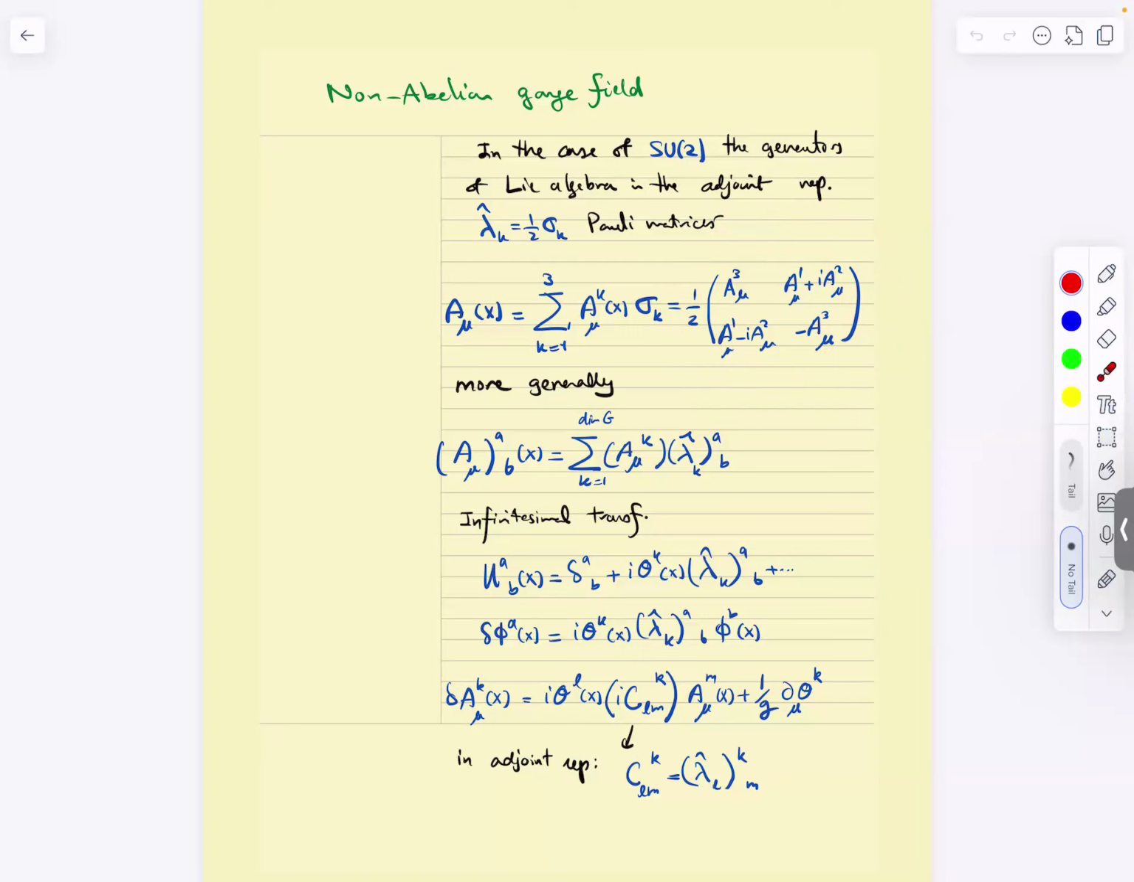And here I have to tell you that in these notes, in various places, I will use this as the generator of the Lie algebra. Sometimes I use this as the generator of the Lie algebra. At any rate, these are all matrices, right? Sometimes I put this, sometimes I don't, right?